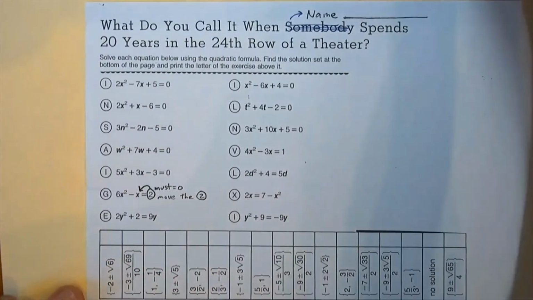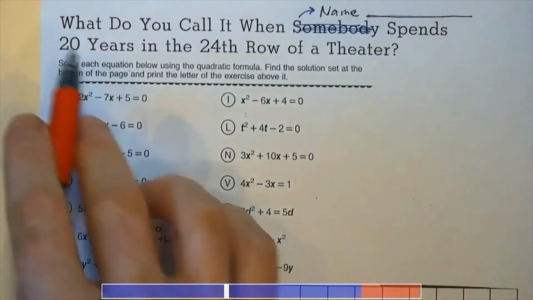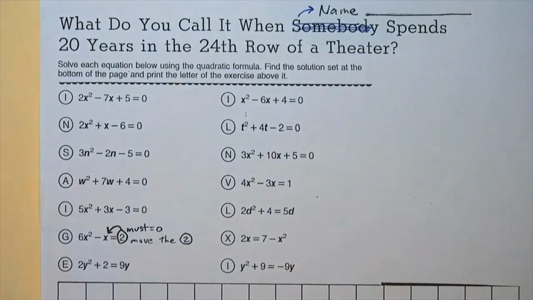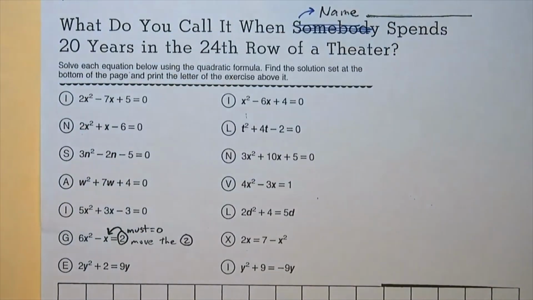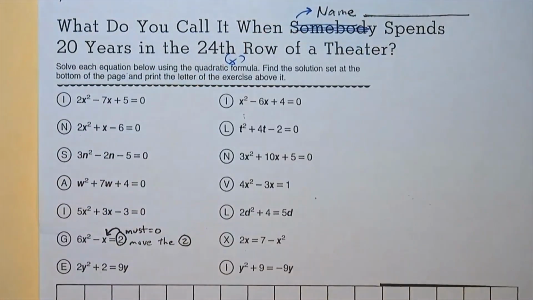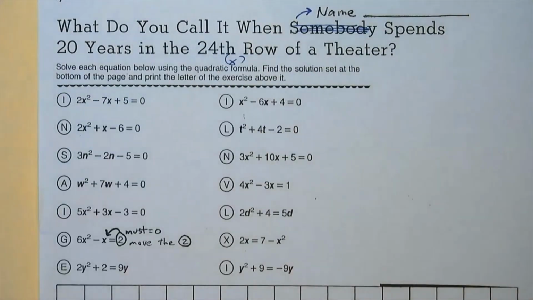Okay, so here's the worksheet you're going to get. What do you call it when you spend 20 years in the 24th row of a theater? I'll just give you a little hint here. What's the 24th letter of the alphabet? The 24th letter of the alphabet is X, just to let you know. If you got a ticket, it might say, I'm in row X. That'd be the 24th row. What if you spend 20 years of your life in row X of the theater?